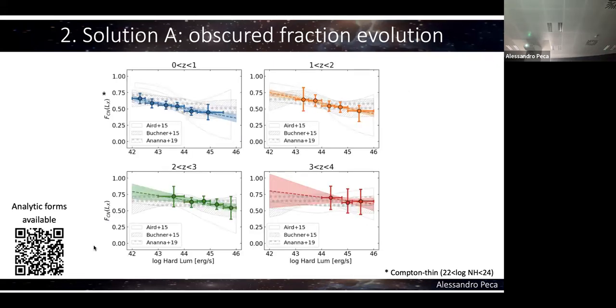So you can flip this plot. This is the same absorbed fraction of AGNs, this time as a function of luminosity for different redshift bins. Again, here you can see that there is an anticorrelation with the luminosities. And just to let you know that we fitted all these points. And if you want to play with these models, just go to our paper and please use our models.